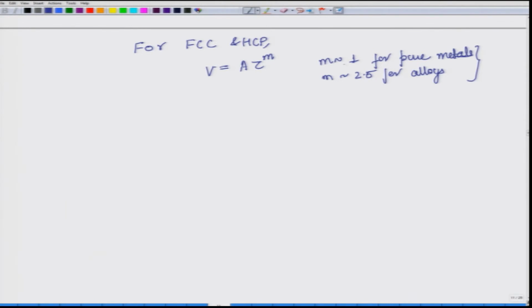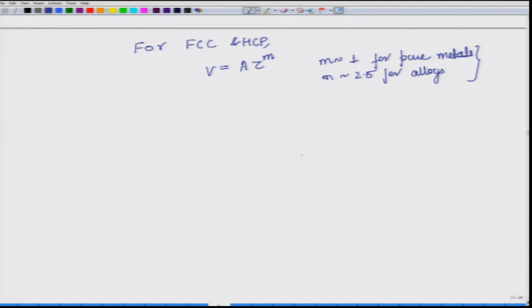So, for pure material m is coming out to be 1, and for pure alloys, meaning that there is a heavy alloying, then you would see 2.5, and if you are putting in just a small amount of impurities, it should be somewhere in between these two.